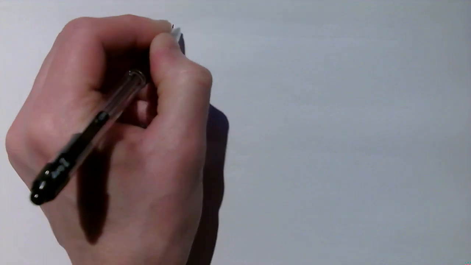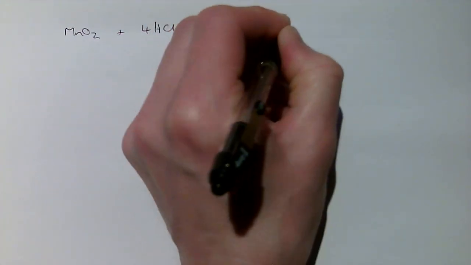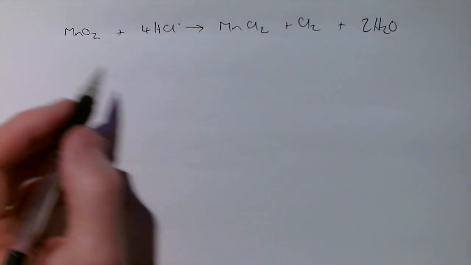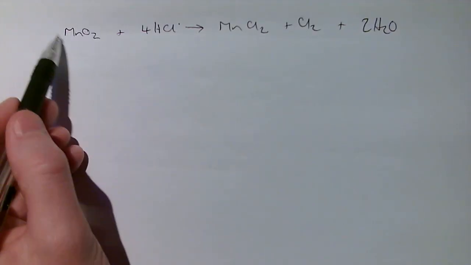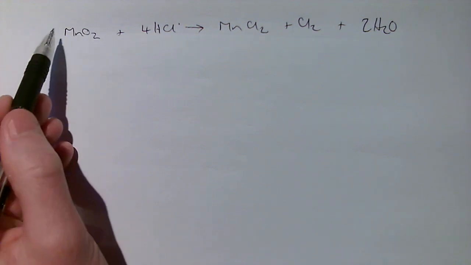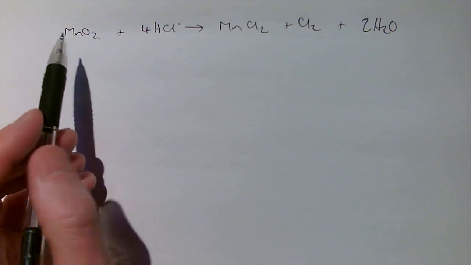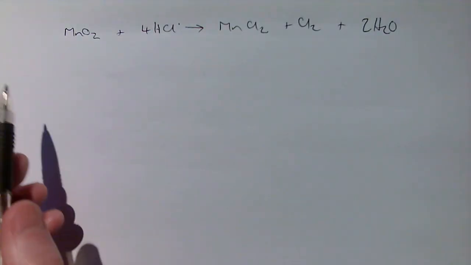This time possibly a little bit more challenging. MnO2 plus 4HCl goes to MnCl2 plus Cl2 plus 2H2O. Let's have a look through that whole equation then. I was tempted to give that a name using the oxidation state of the manganese, but I resisted because that's what we're going to work out now. So let's go through this and look at the oxidation states of all the different species.